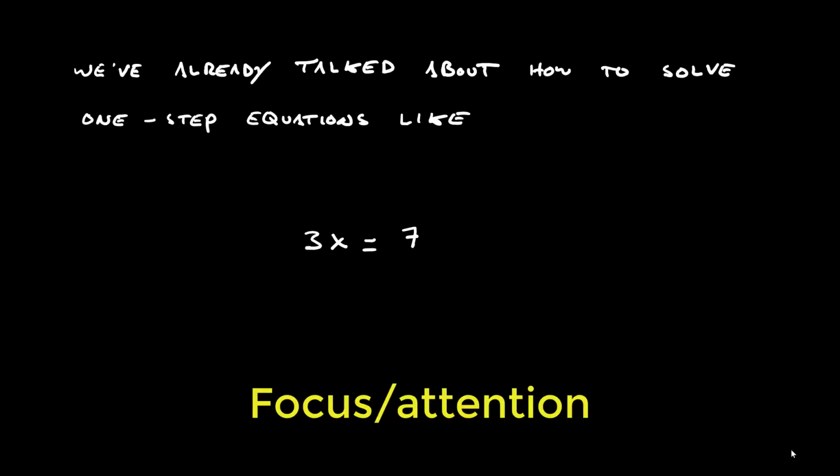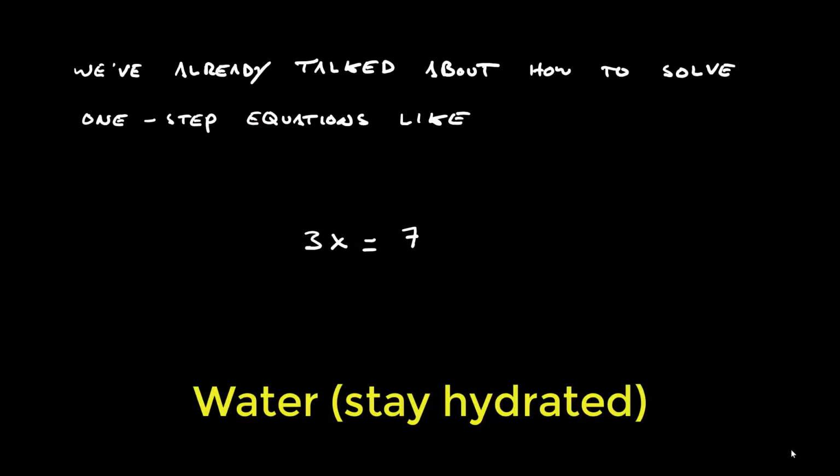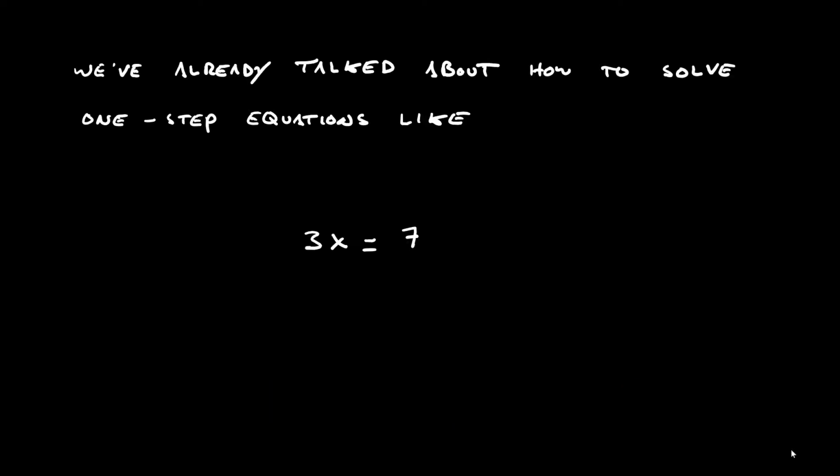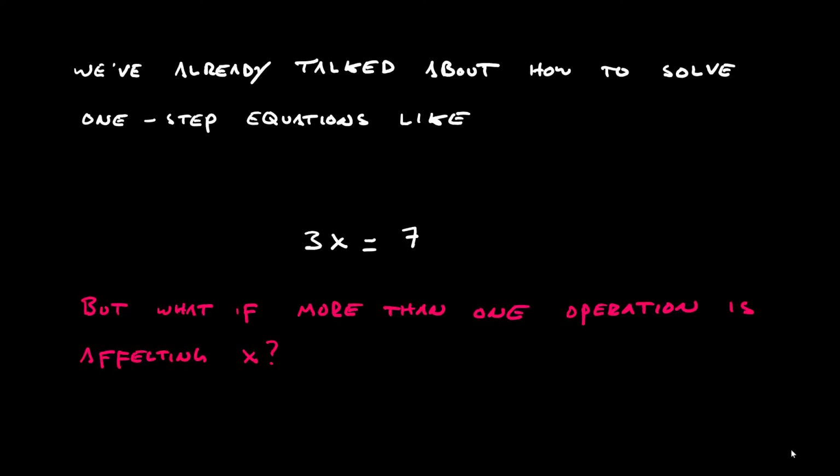We've already done one-step linear equations. For example, 3x is equal to 7. All you need to do is divide both sides by 3, and then you're off to the races. But what if there was more than one operation affecting x? Like, for example, maybe it's 3x plus 2 is equal to 7, instead of just 3x is equal to 7. How are we going to tackle this?